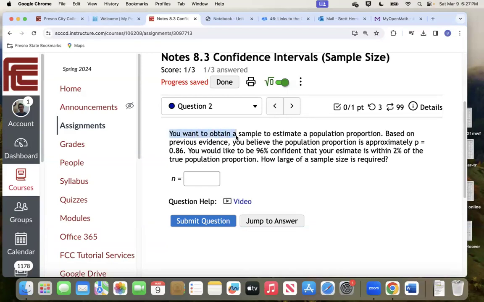Says you want to obtain a sample to estimate a population proportion. Based on previous evidence, you believe the population proportion is approximately P equals 0.86. You would like to be 96% confident that your estimate is within 2% of the true population proportion. How large of a sample size is required?